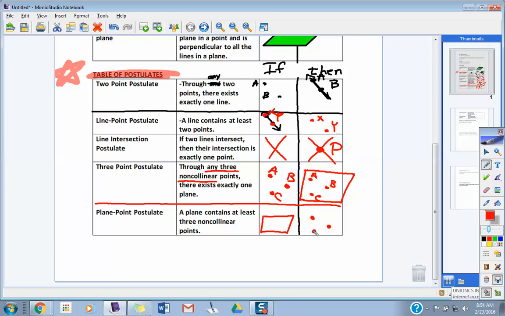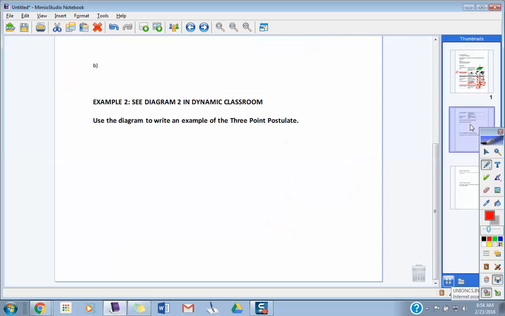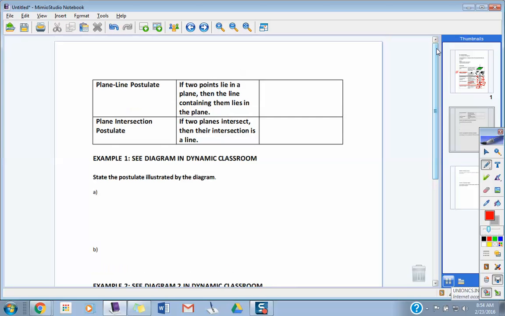All right, let's roll to page 2. Hey, page 2, more postulates. I love it. Plane line postulate. It says if 2 points lie in a what? Plane, then the line containing them lies in a plane. Oh, okay. I'm going to divide this up again, like so. Kind of like an if-then thing.